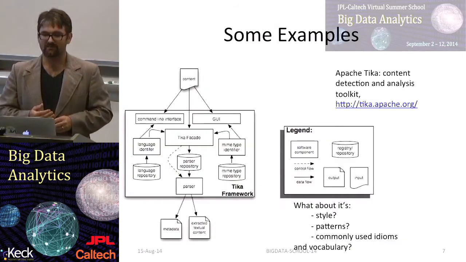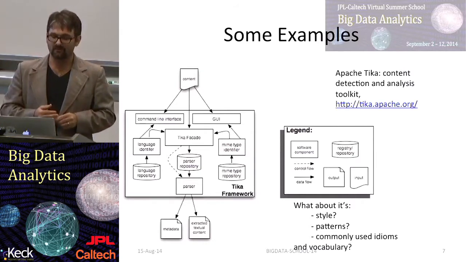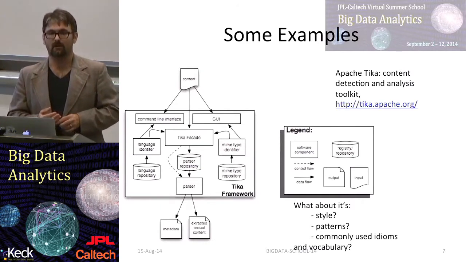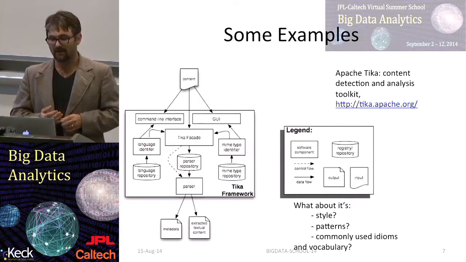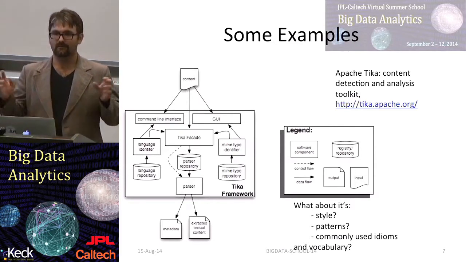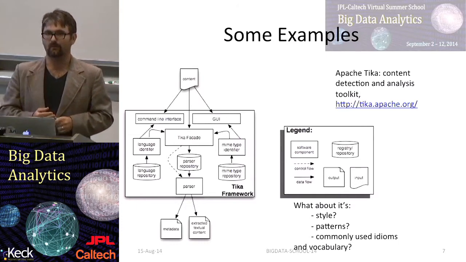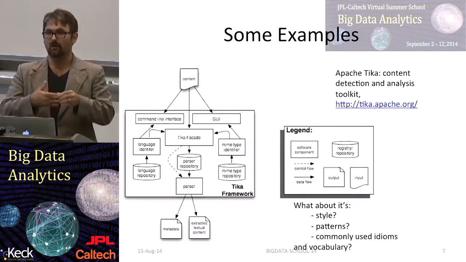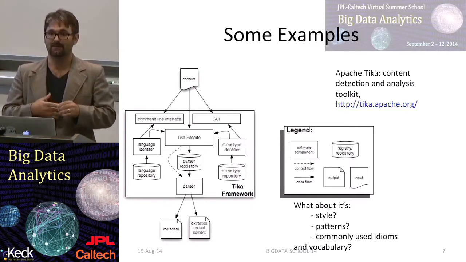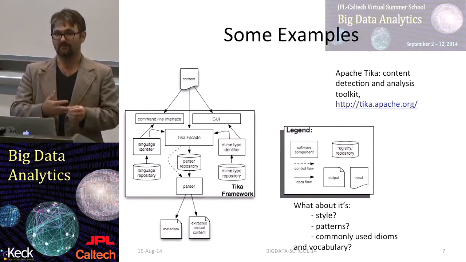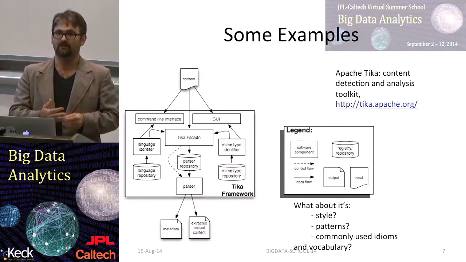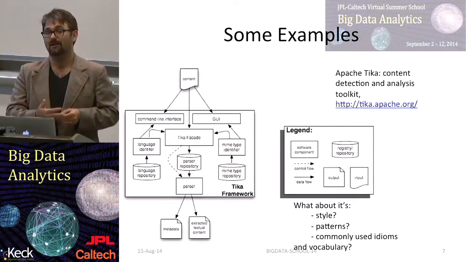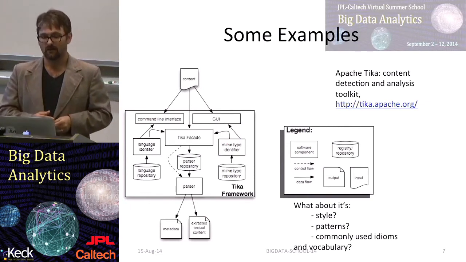What are some examples of software architectures? Here's an example. This is a very popular content detection and analysis toolkit called Apache Tika. Tika has been referred to as the digital Babel fish. I'll be talking to you a little bit about Tika in one of my further lectures here in the summer school. Effectively, you can think of it as a small library that handles identification of file types, extraction of text and metadata from those file types, and then identification of language and potential translation of those languages.